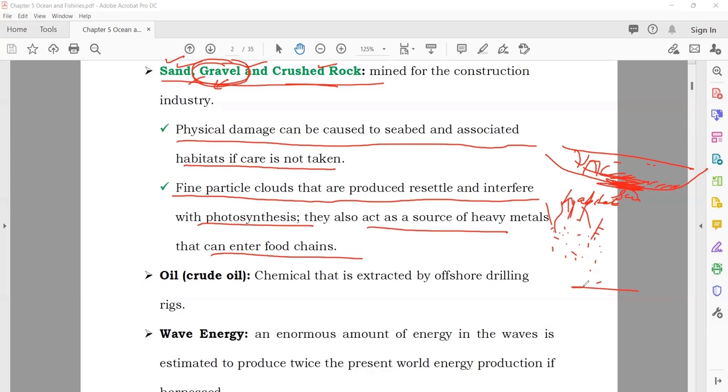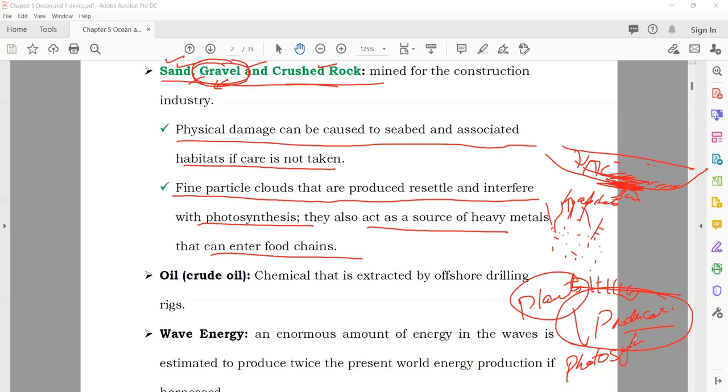And you know that whenever we're talking about the food chain, the main thing at the bottom is the producers. If you see any food chain or food pyramid, down below you'll find the producers. And mainly producers are what? Plants. And how do plants produce food? With the help of photosynthesis. So when you're talking about photosynthesis, the plants are really important. And when you're doing all these activities to take sand, gravel, and crushed rock from there, it is possible that the stone and the small sand or other pieces can come and disturb the photosynthesis. And also they can enter the food chain because they have become really fine.